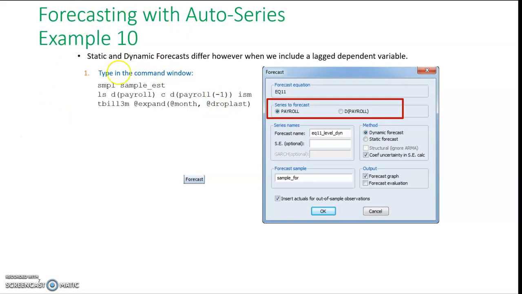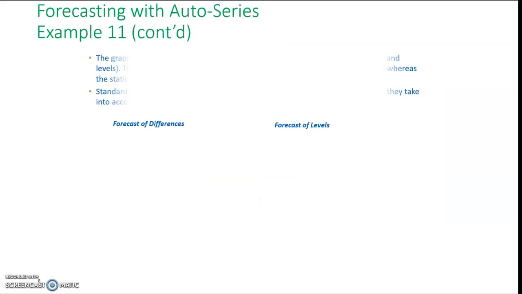On the equation toolbar, when I click this, I will get the estimated equation, and then I will click on forecast, and I get this window in which there is provision for dynamic forecasting and static forecasting. We have the facility to forecast payroll at level or payroll in difference. Then we will set the sample, and when I click OK, I get these.